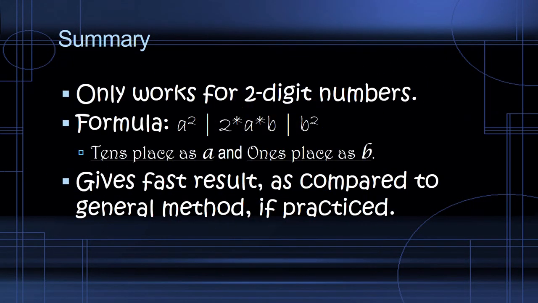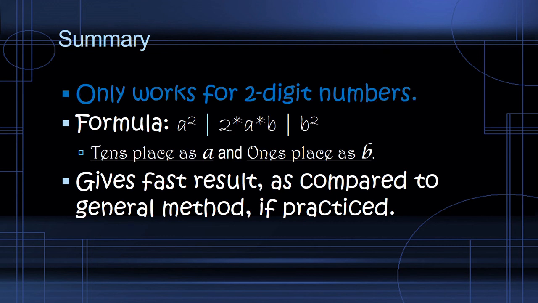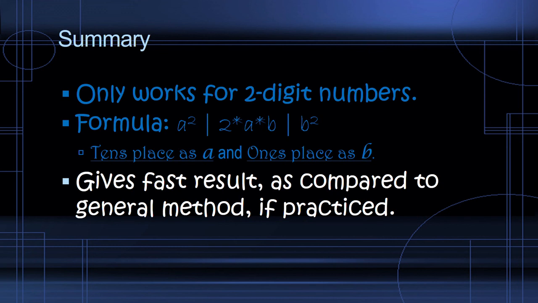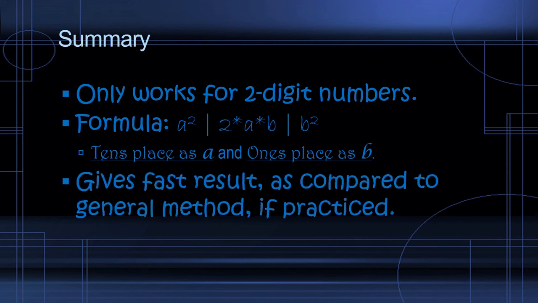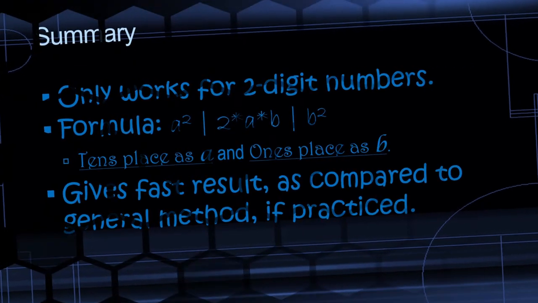Now, at last, I want to remind you that this formula only works for two-digit numbers, and the formula is a square, 2 times a times b, and b square. Tens place is a and ones place is b. It gives a faster result compared to the general method if you have practice of it.